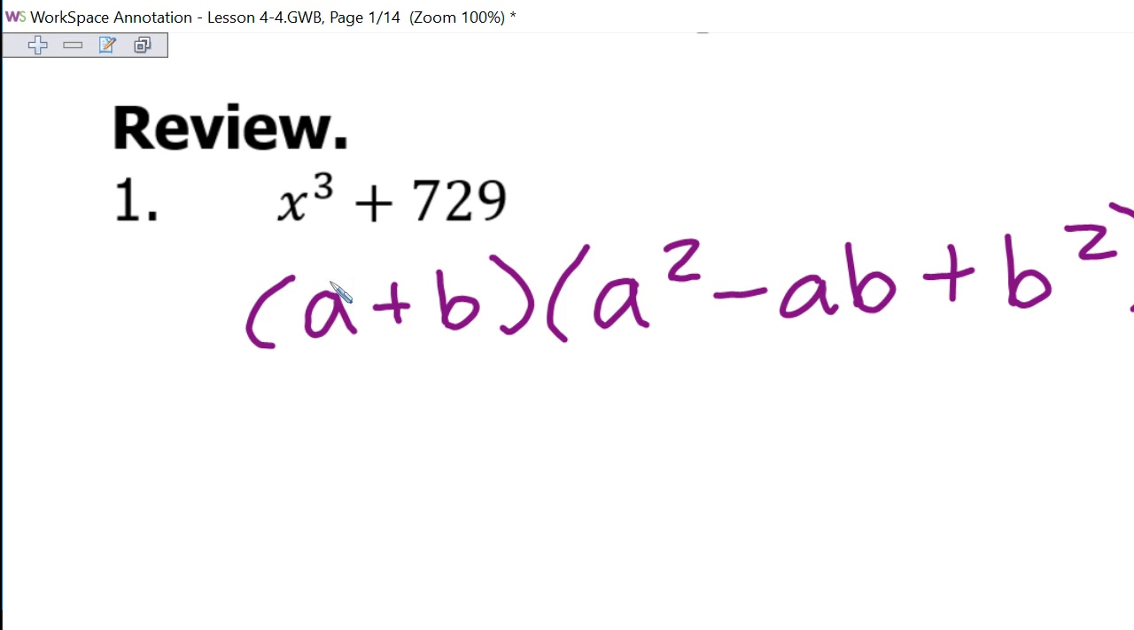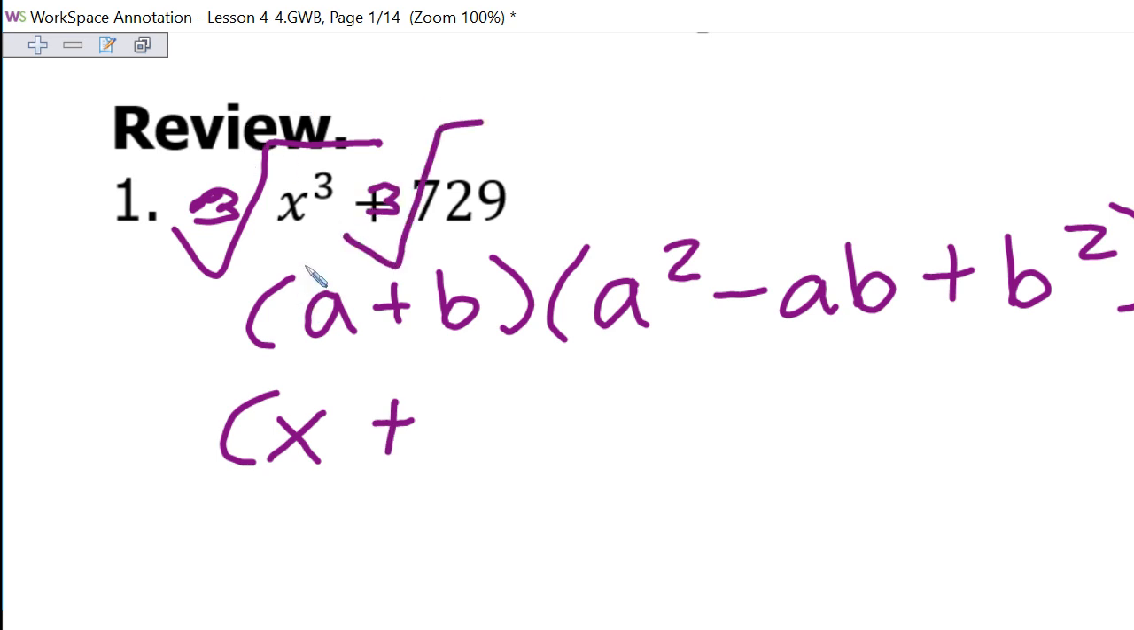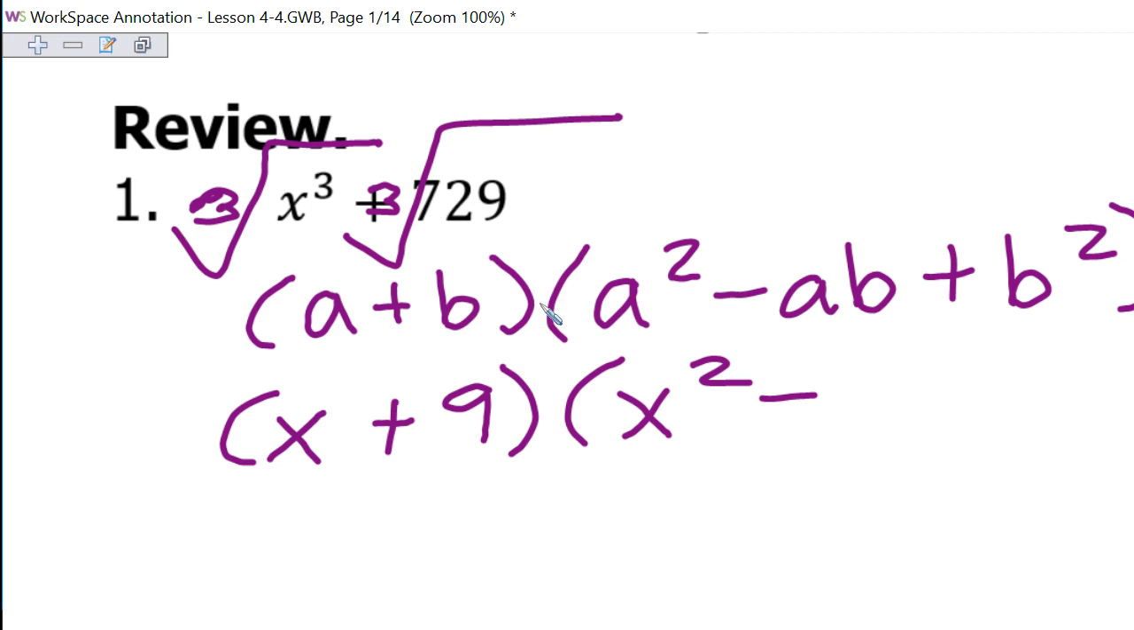Not square root. Take the cube root. So what's the cube root of x to the third? X. Then a plus sign. What's the cube root of 729? 9. Now take the x and square it. That gives us x squared. Put a minus sign. And what does AB mean?